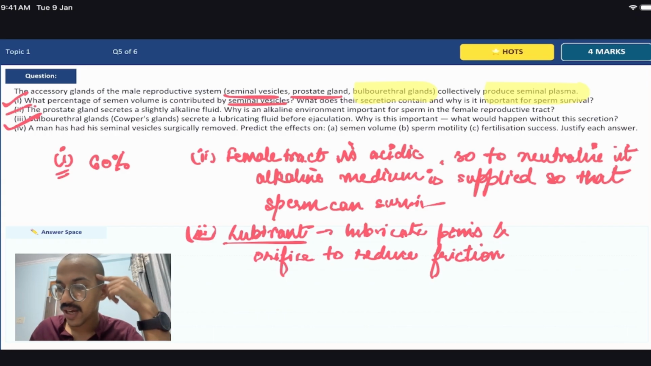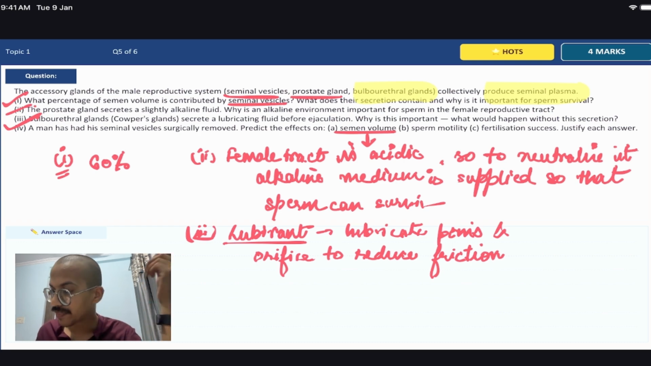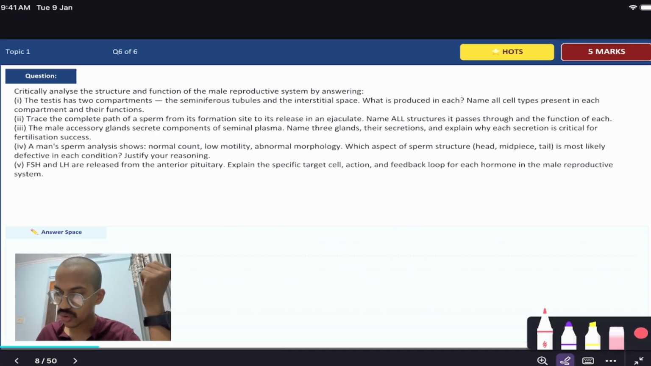Then the next one is, a man has had his seminal vesicle surgically removed. Predict the effects on the semen volume. If the seminal vesicle is removed, semen volume will decrease by about 60%, because the 60% is coming from the seminal vesicle. Then what about sperm motility? Sperm motility will also reduce because the calcium that would be there won't be coming up. Fertilization success is also reduced because of these things not being present. Moving on to the next question.